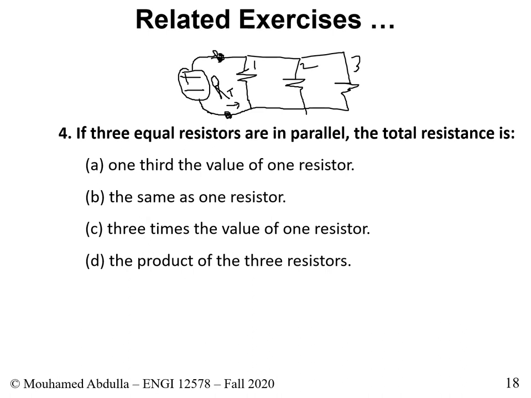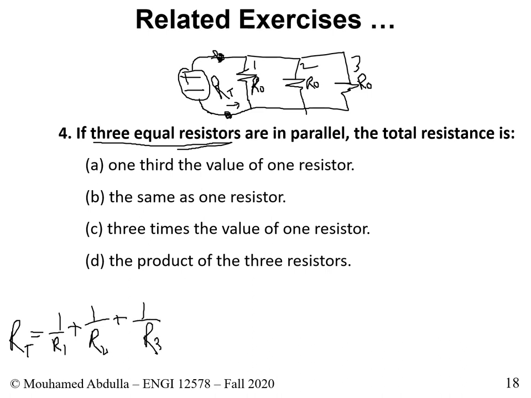Now we're telling you all 3 are equal, so we could simply call the first resistor R naught, the second resistor also R naught, and the third resistor also R naught because they are equal. So how do we find the total resistance? Well, we go through the equation. So R total is equal to 1 over R1 plus 1 over R2 plus 1 over R3. And don't forget your reciprocal.